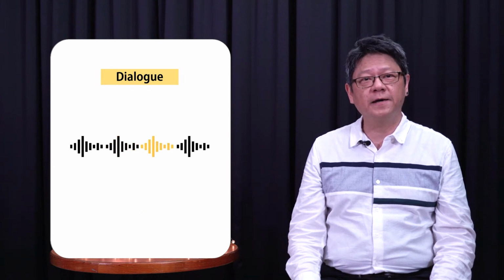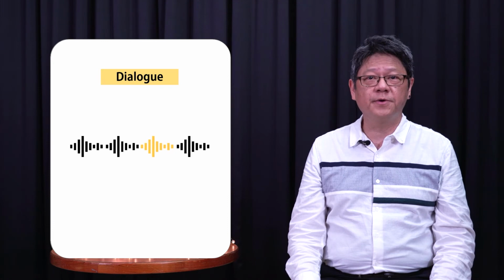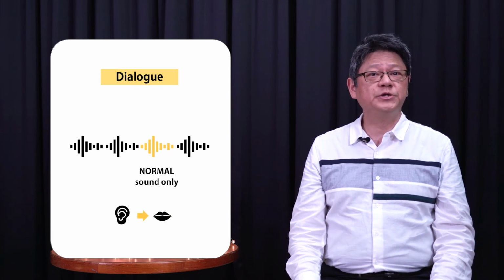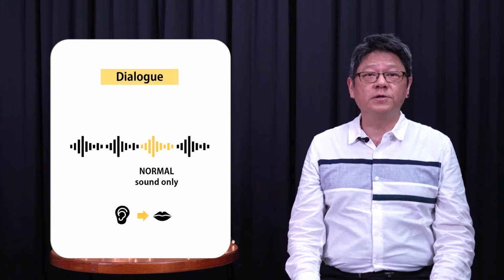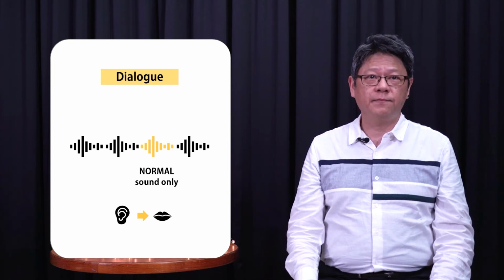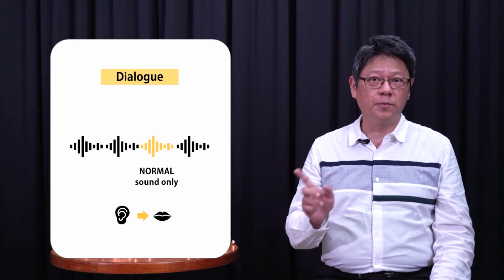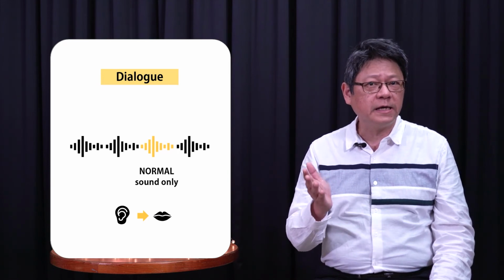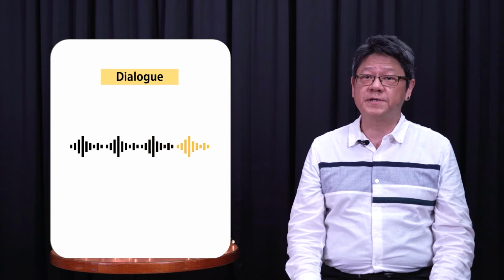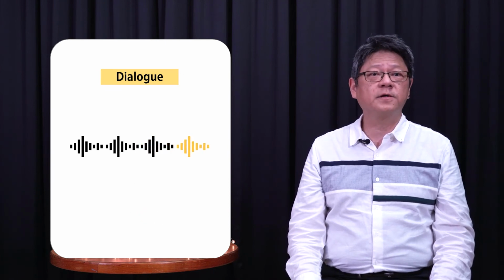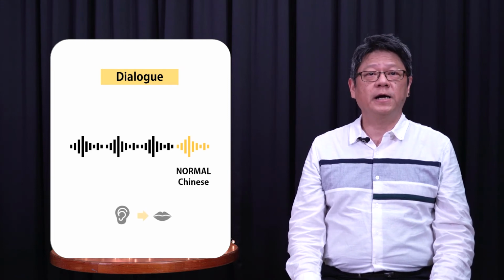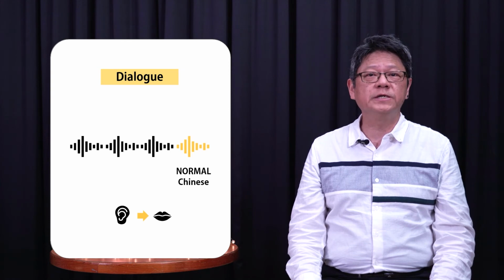For the third time, the dialogue will be read at normal speed. After each sentence, there is a pause for you to repeat. This time, there is no pinyin to help, so you have to listen carefully and practice. For the fourth time, the dialogue comes with Chinese characters. Try to read the characters when you listen to the dialogue.